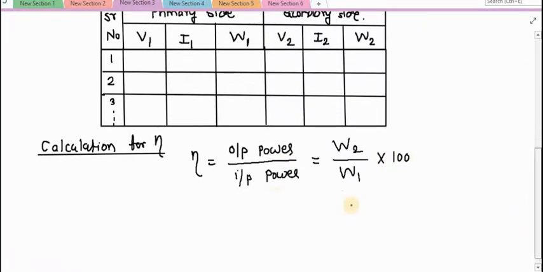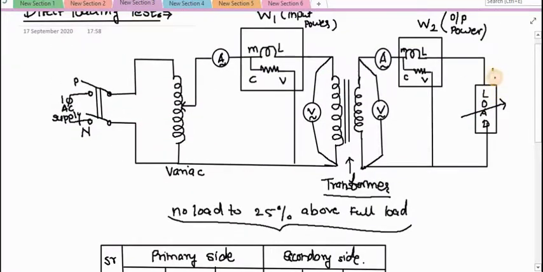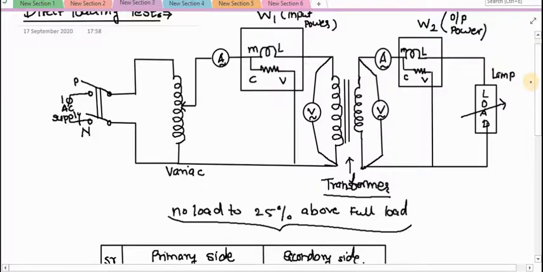So the efficiency is nothing but wattmeter 2 reading upon wattmeter 1 reading into 100. That will give you the efficiency of the transformer. So if your load is purely resistive with unity power factor, if I am going to connect the lamp load at the output side, what is my power factor? My power factor will be unity.